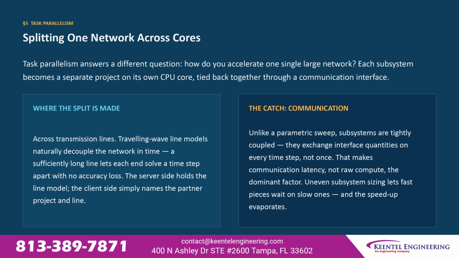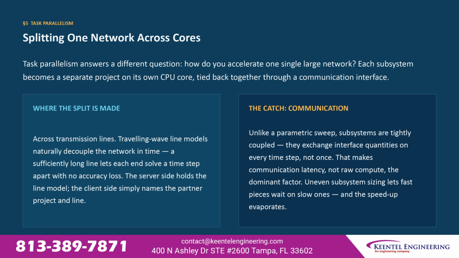Task parallelism answers a different question. How do you accelerate a single large network that is too slow or too large for one solver? The network is divided into subsystems, each running as a separate project on its own core. The split is made across transmission lines. Traveling waveline models naturally decouple the 2 ends by approximately 1 time step, so each end solves independently without accuracy loss. Unlike a parametric sweep, subsystems are tightly coupled and exchange interface quantities every time step.